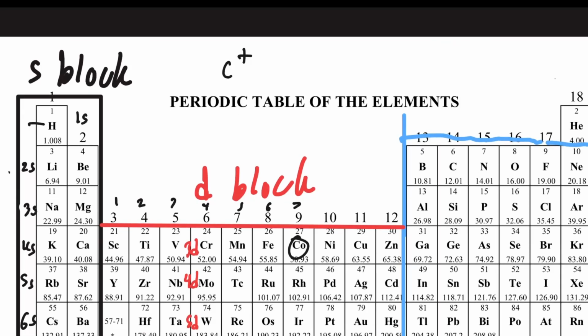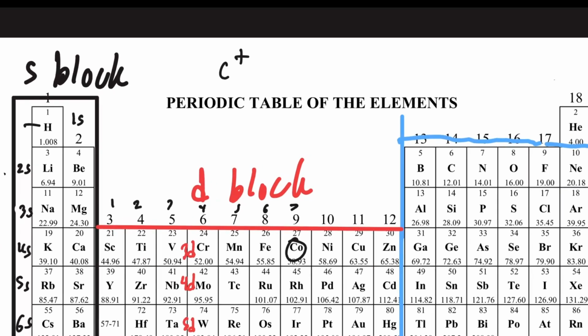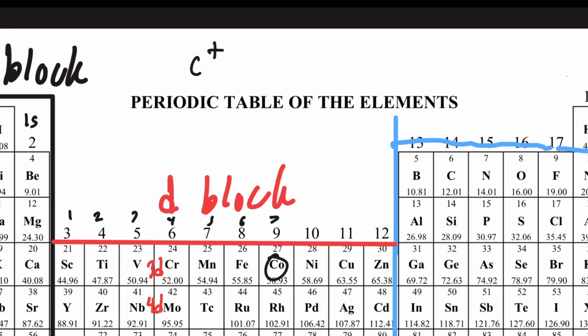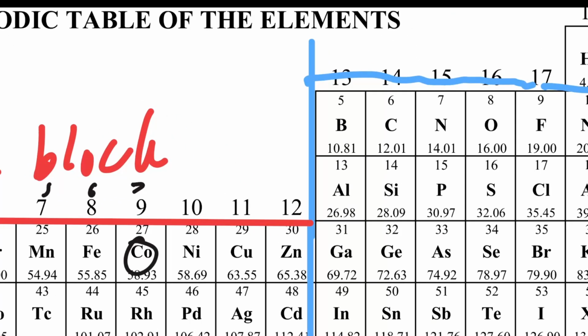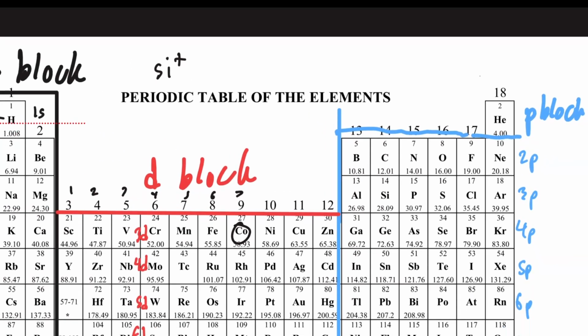But if the C plus, then again, remember, if there's a positive charge, then you lost some electrons. If it's a minus charge, you've gained some electrons, right? So let's use silicon. If it's Si plus, that means that silicon lost one electron. So instead of it having 14, it'll have 13.